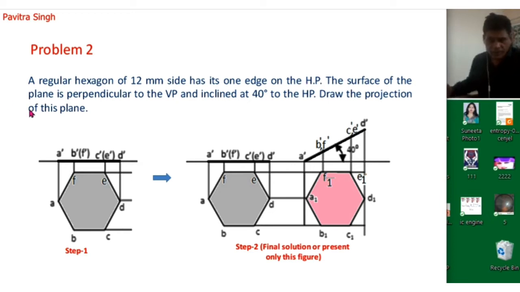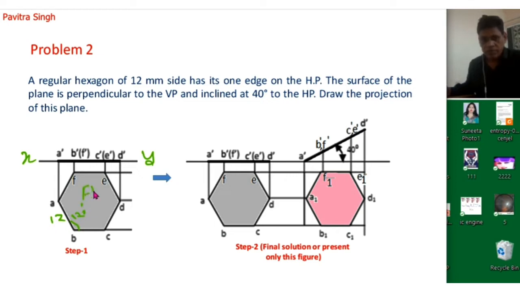Okay, so here the top view will be below the xy line, so this is actually the xy line and this is the top view. So the side of this plane is 12 mm and this angle is equal to 120 degrees. So we will draw line BC, which is lying on the horizontal plane. Okay, and now we will draw lines CD, DE, EF, FA. So we will get this regular hexagon of side 12 mm.